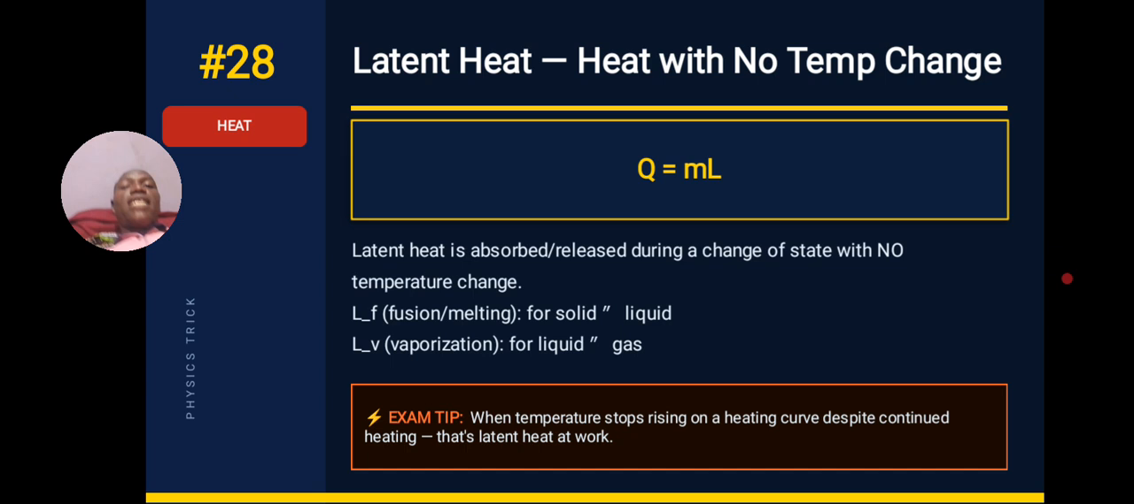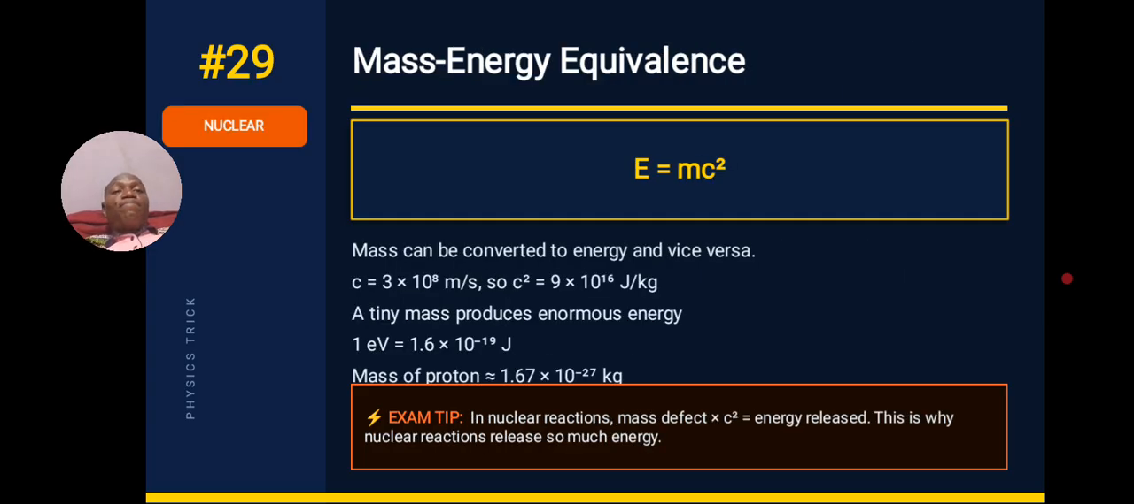So still under heat, we have latent heat. Heat with no temperature change. So to calculate the latent heat, you have Q is equal to mL. That's the latent heat. This is also very simple. When temperature stops rising on the heating curve, despite continued heating, that is latent heat at work. So we have latent heat of fusion, latent heat of melting, latent heat of vaporization. The goal is to master this formula.